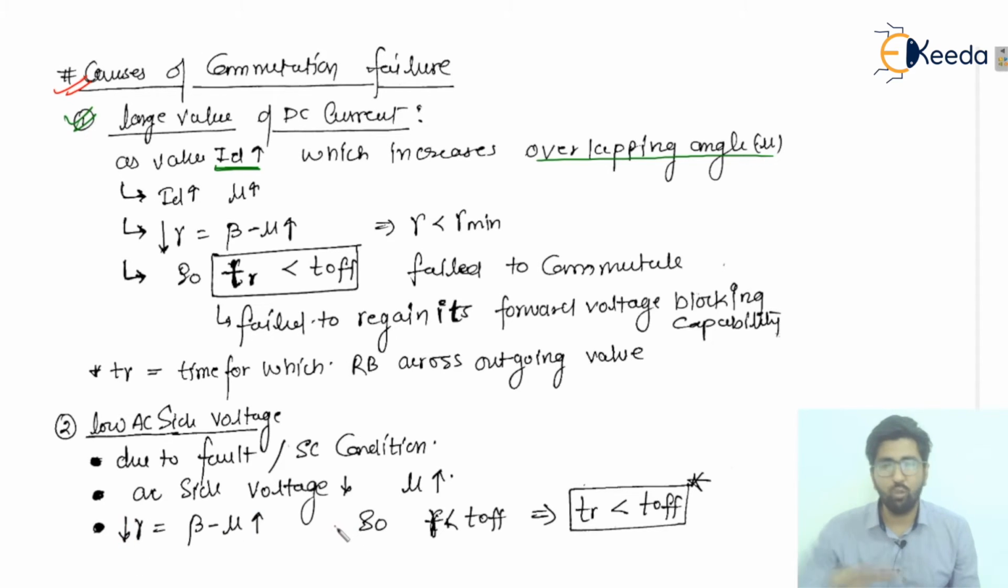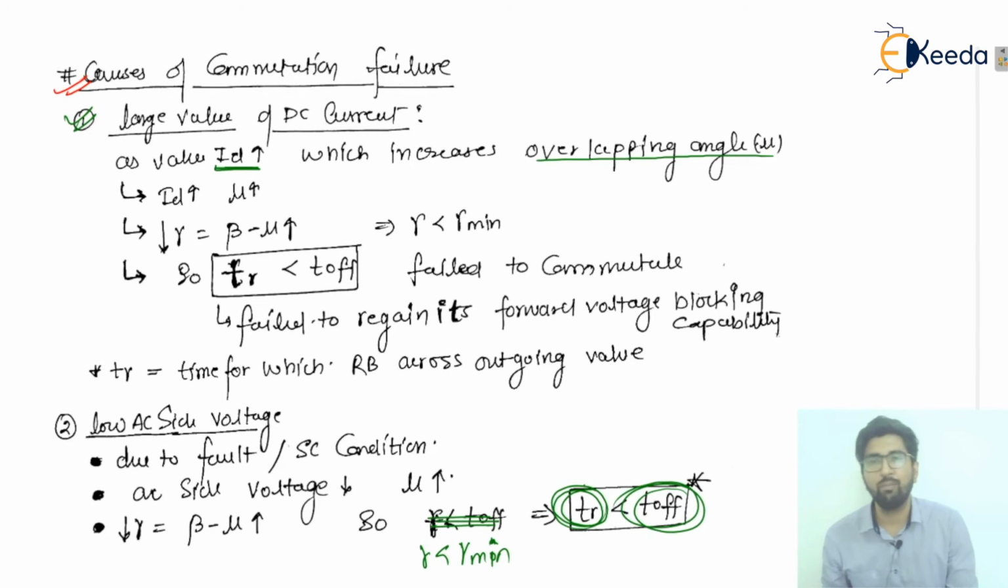Clear, guys? So what is happening due to this? The same thing: gamma is less than gamma minimum, and that causes T gamma to be less than T off time. That is what is written here.